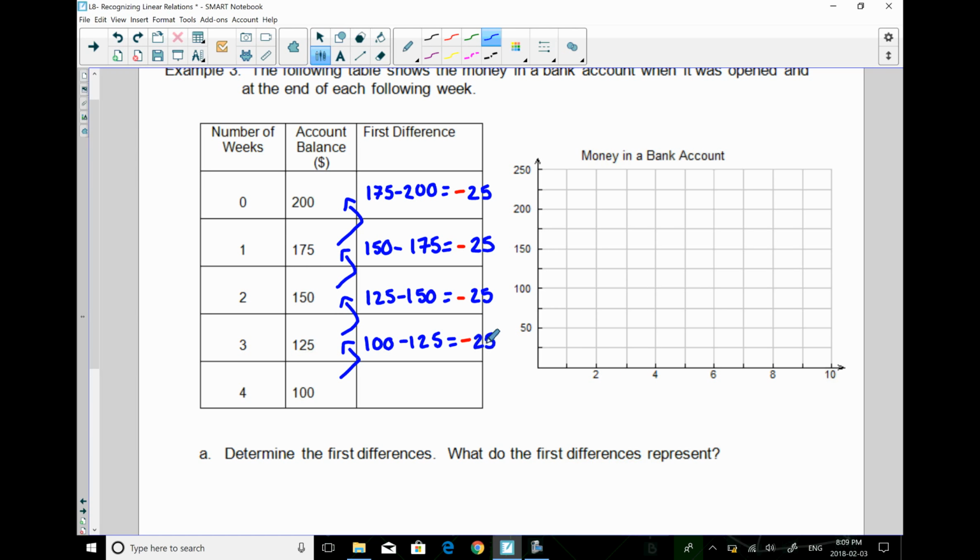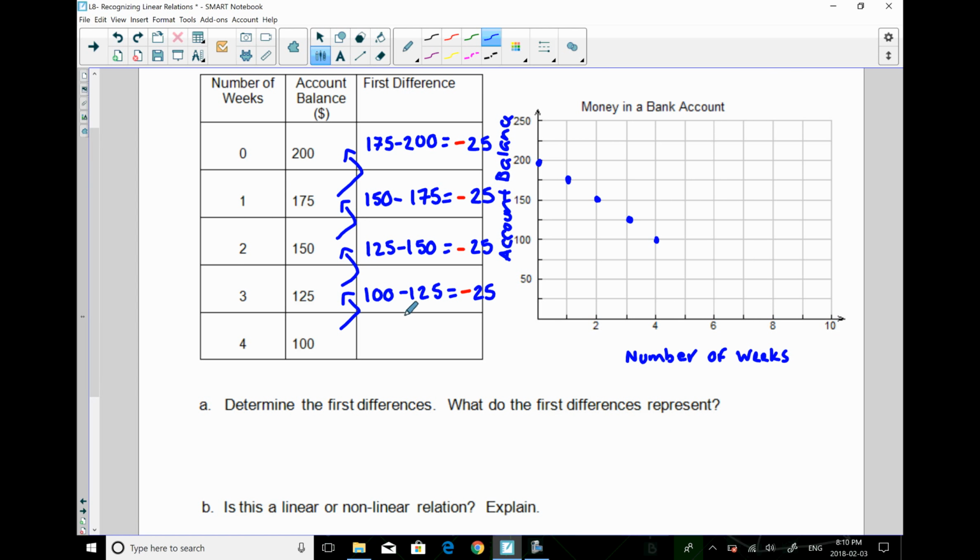Okay, so let's see. This is going to be the number of weeks because that's our independent variable, and this is going to be the account balance. Let's see. 0 weeks, account balance 200. 1 week it's 175. 2 is 150. 3 is 125. And 4 is 100. So it's pretty linear.